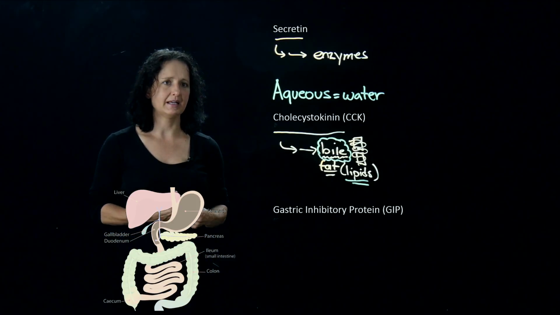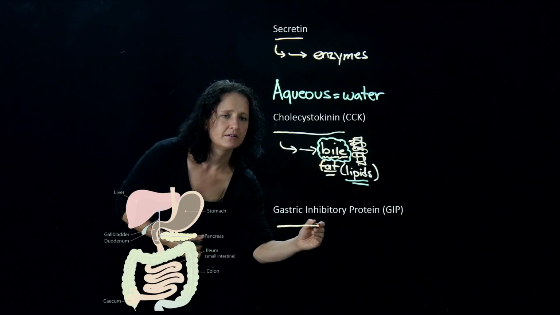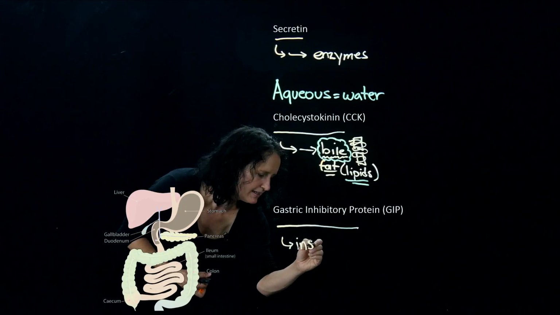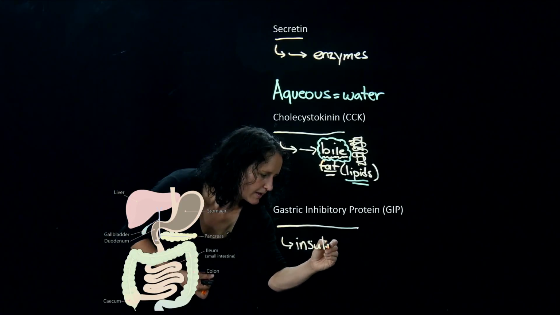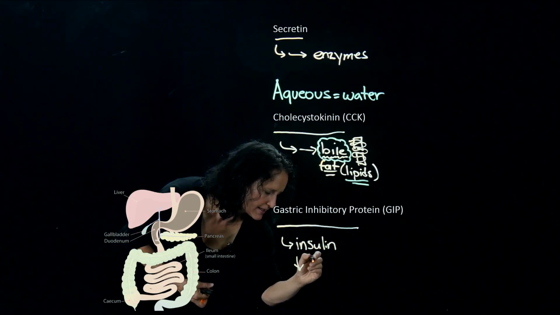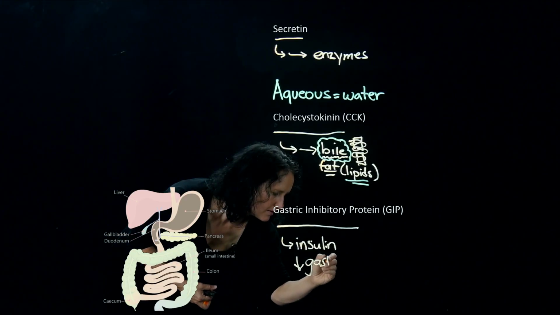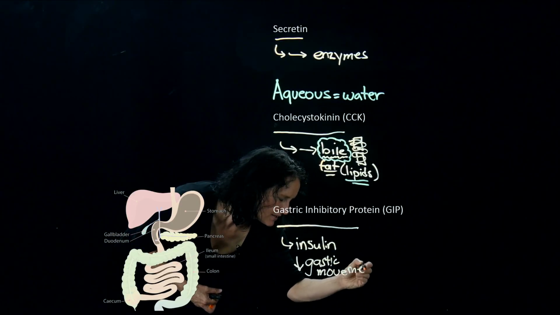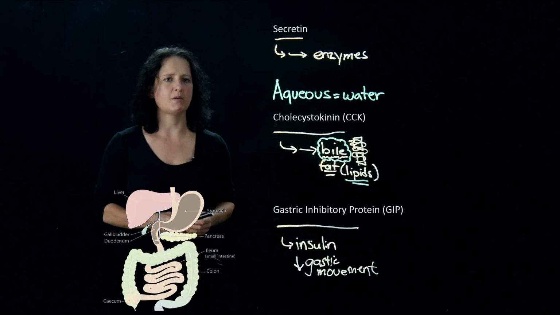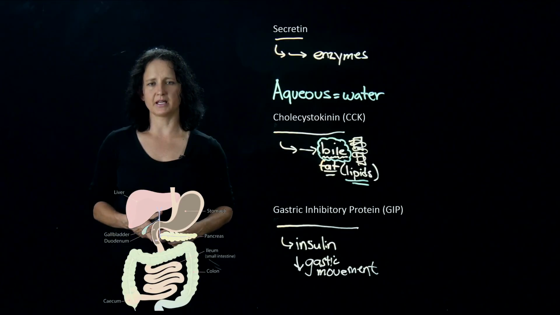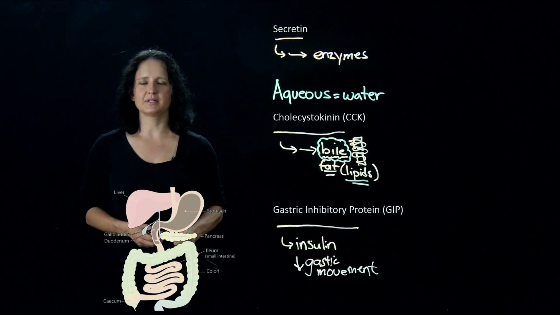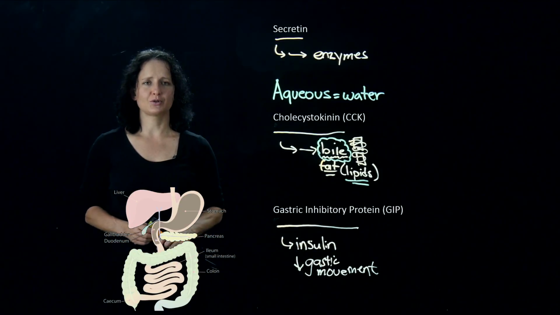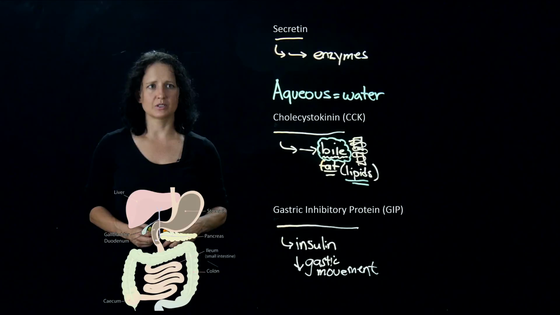Lastly, we see gastric inhibitory protein. And this is going to start triggering some of your insulin. And it will also start to decrease the gastric movement. And that's because, you know, as things get to your duodenum, maybe when we slow the stomach down a little bit, we don't want to keep dumping things in the duodenum and overwhelm your system. So we do want to slow down gastric secretions as we get to the duodenum.